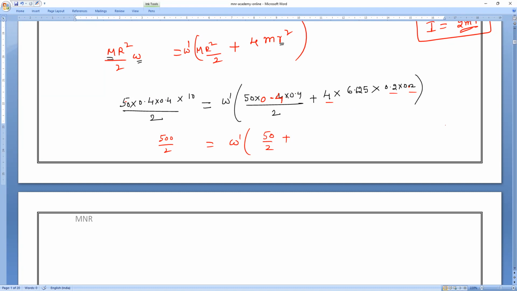So let me take now, I'll multiply 4 into how much? 6.625. It will multiply 6.625 into 0.2 into 0.2. How much is it? 0.265, correct? 0.265 into 4, how much? 1.06. 1.06 into 2 is 2.12. So in what way can we simplify? There is no possibility.